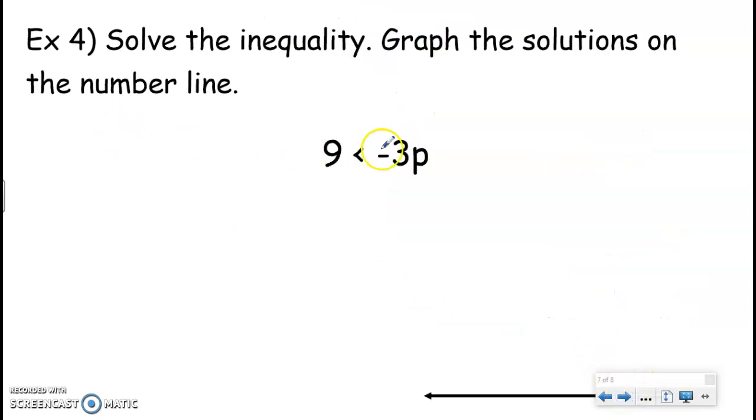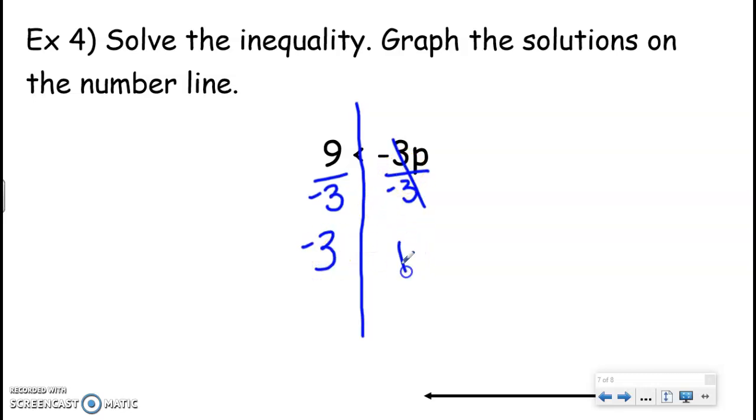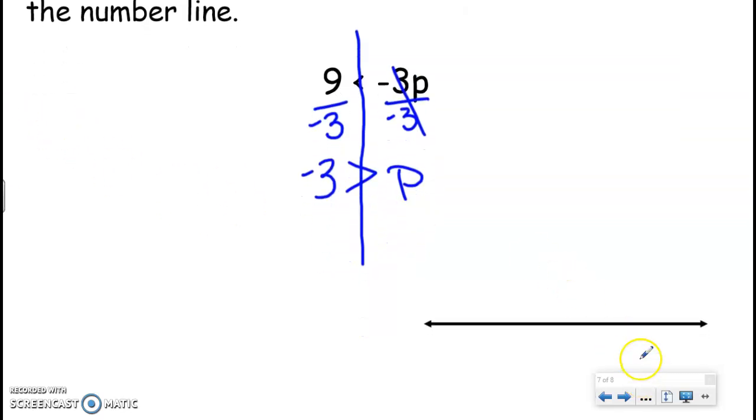Last one we're doing together, and then you are on your own to try a couple. Okay. Drawing my line through, negative 3 and p are right next to each other, so to cancel that negative 3, I need to divide on both sides. Now, 9 divided by negative 3 is negative 3, and then I have p on the right side. Because that 3 was negative, I need to flip my sign over. Here is where most people make their mistakes.